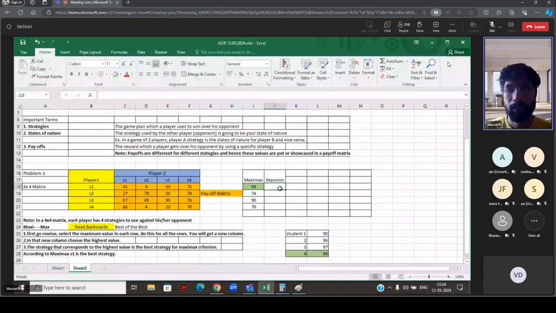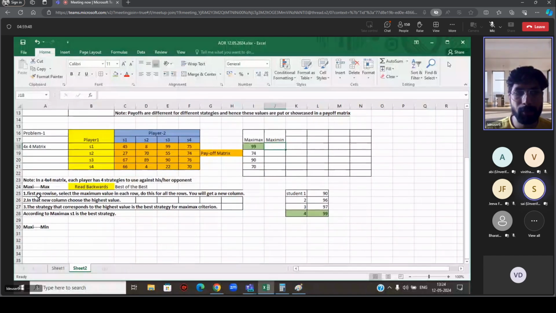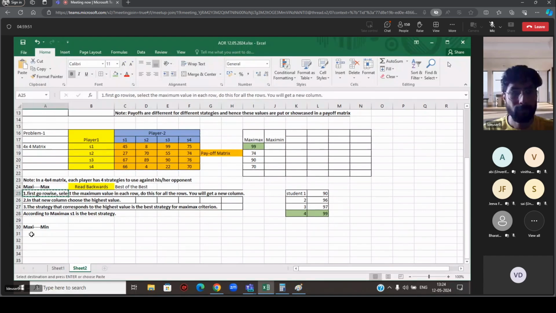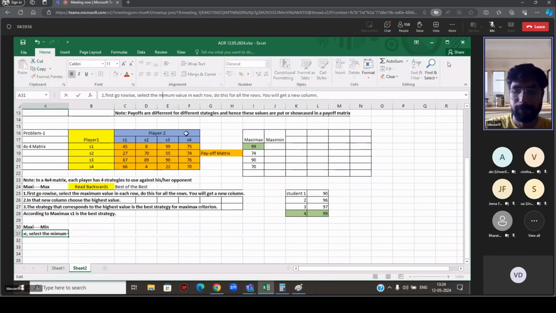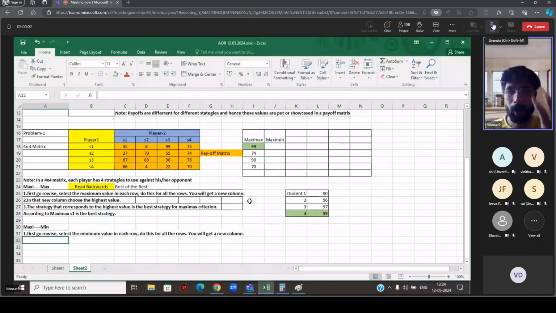Now what you need to do? First, again, you have to go row wise and select the minimum value. Do this for all the rows and you will get a new column. In this, which is the least value? 8. In this? 27. In this? 67. In this, the last one is 4.